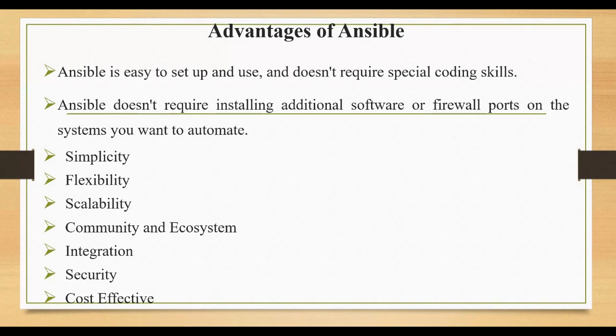The next is security. It follows security best practices such as using SSH encryption for communication and providing options for credential management, including vaults for sensitive data. And then cost effectiveness. Being open source, Ansible eliminates the licensing cost associated with proprietary automation tools. It also reduces operational expenses by streamlining repetitive tasks, and it improves efficiency. These are all the advantages of Ansible.